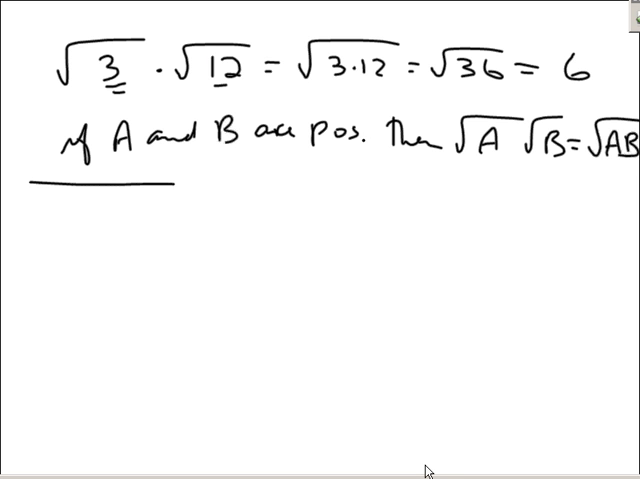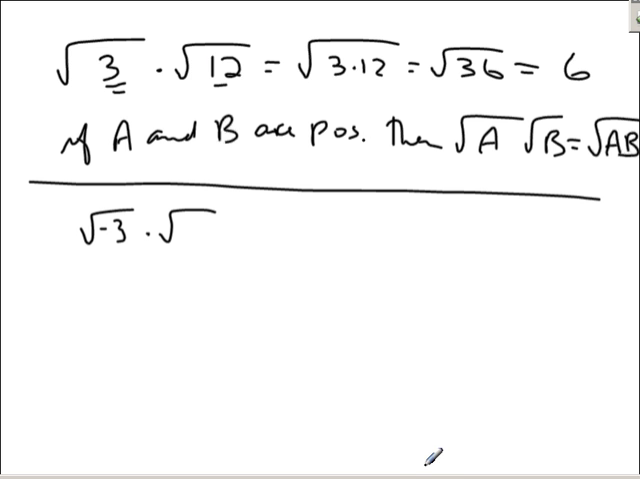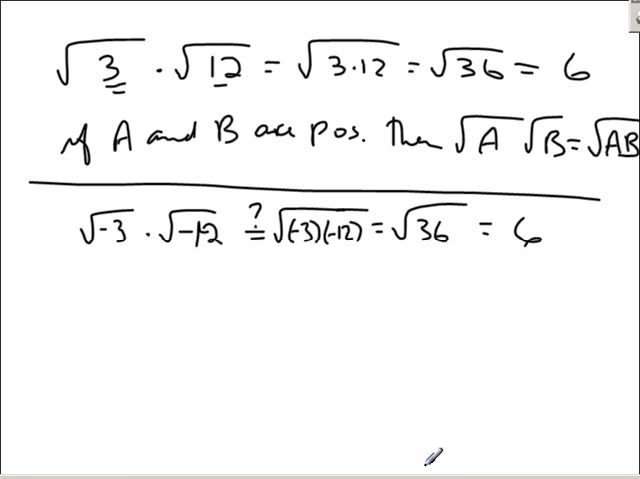Now, here's where it won't work if they're both negative. The square root of negative 3 times the square root of negative 12. Well, is this equal to the square root of negative 3 times negative 12, which is the square root of 36, which is 6? Well, let's see. The square root of negative 3 is i square root of 3. And the square root of negative 12 is i square root of 12. Because the minus sign comes out as i.